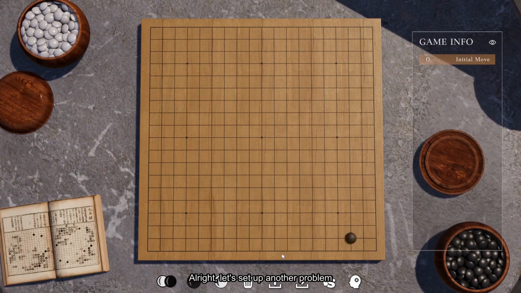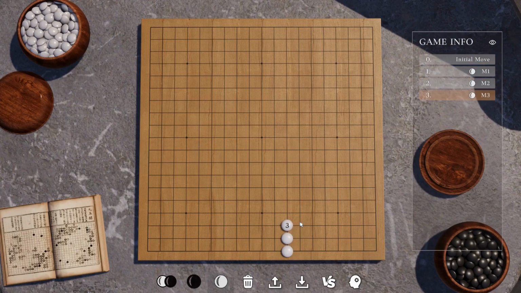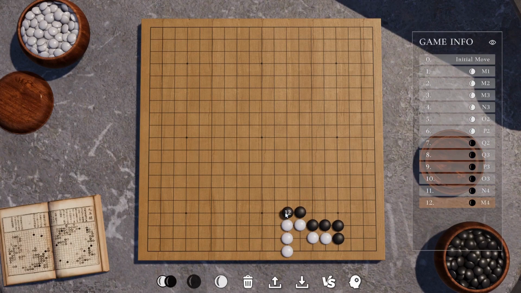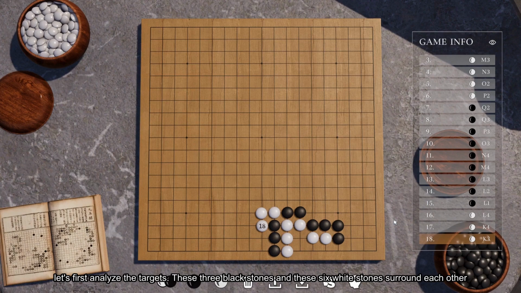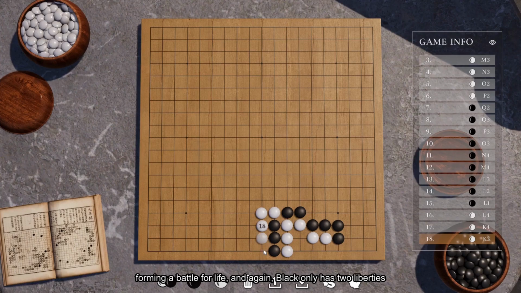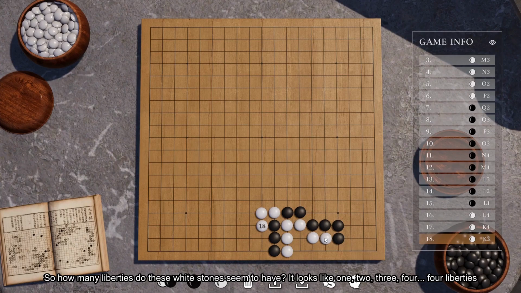Alright, let's set up another problem. Okay, for example, in this problem, let's first analyze the targets. These 3 black stones and these 6 white stones surround each other, forming a battle for life, and again, black only has 2 liberties. So how many liberties do these white stones seem to have? It looks like 1, 2, 3, 4 liberties.